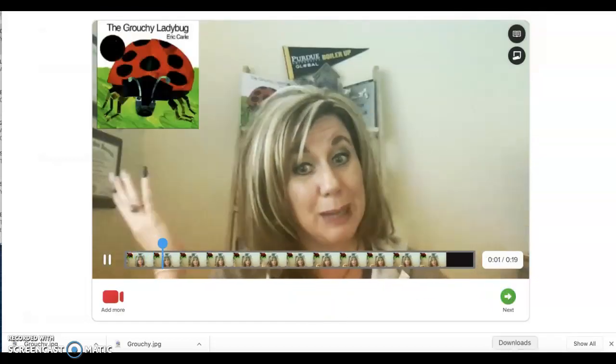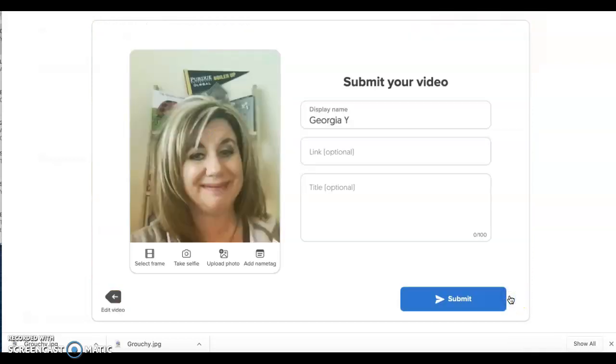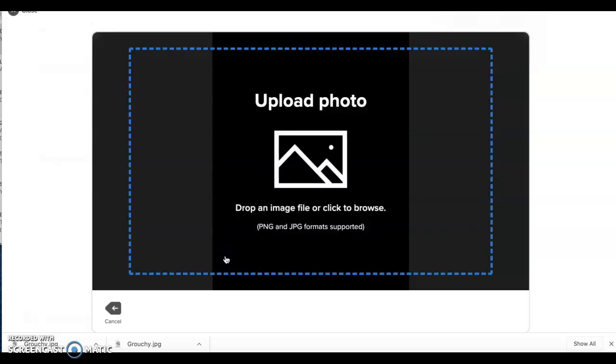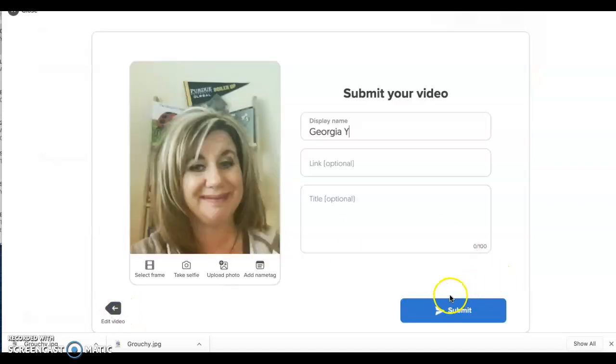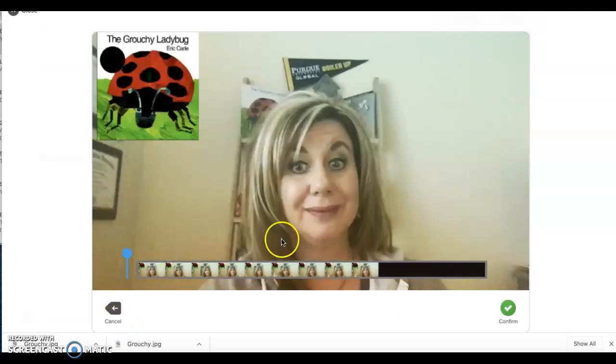I'm good with that. I don't need anything more. And you can then take a selfie of yourself. You can upload more photos if you want. This is where you can attach your poster, and then you will submit. That is not my favorite selfie, so I might do something different there.